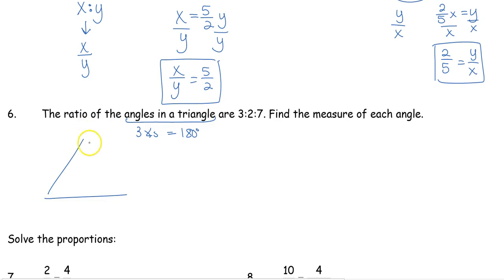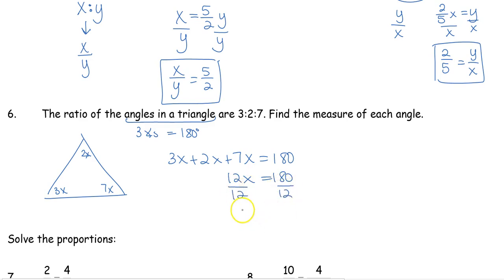So if I had a triangle here, if it was in the ratio of 3 to 2 to 7, that's not 3 degrees, 2 degrees, 7 degrees. It's in the ratio, so we just add x's to each of those. So 3x plus 2x plus 7x, those 3 angles have to give me 180 degrees total. So 3 plus 2 is 5 plus 7, 12x equals 180. We divide by 12, and we get x is equal to 15.